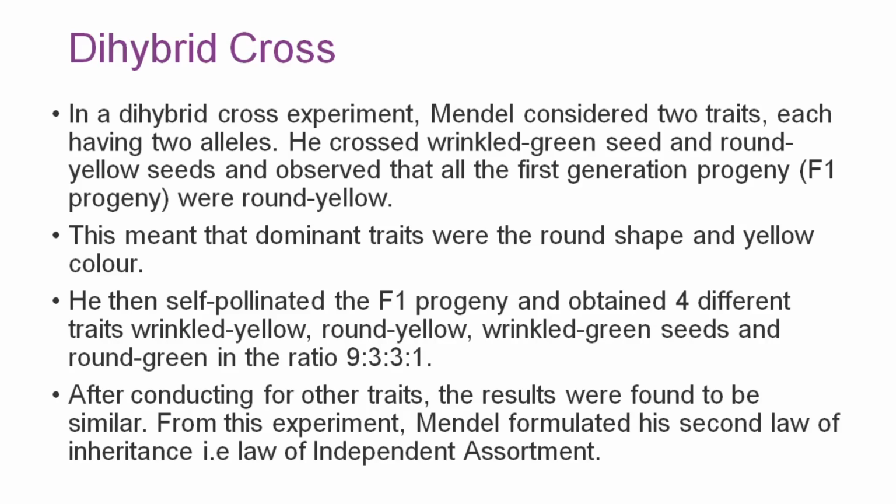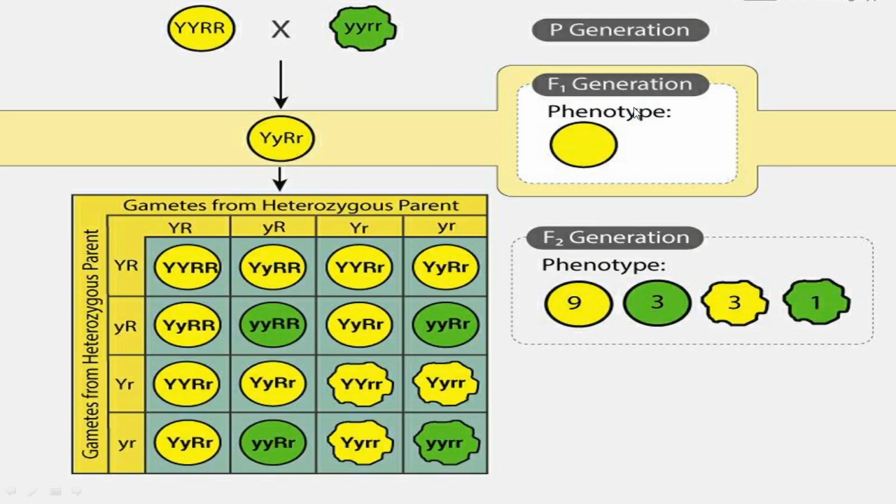He crossed the wrinkled green seeds and the round yellow seeds and observed that all the first generation progeny were round yellow. In this slide we can see that he has taken yellow round seeds and green wrinkled seeds. These are the parental generation, and these are the contrasting characters. This one is yellow, capital Y, round, capital R. This is green, small y, and this is wrinkled, small r. When these are combined, we get capital Y, small y, and capital R, small r. These are the four. This is the F1.